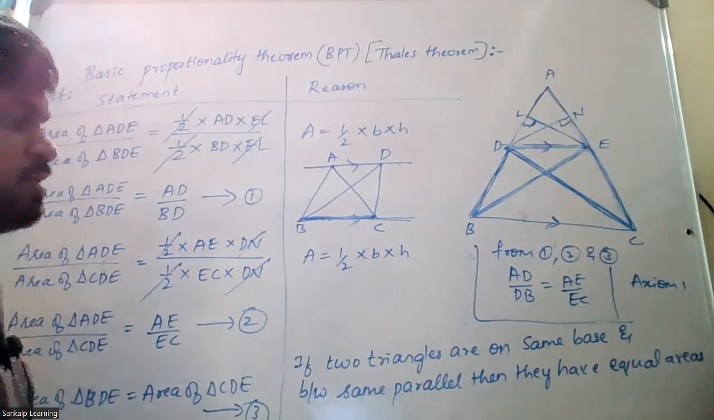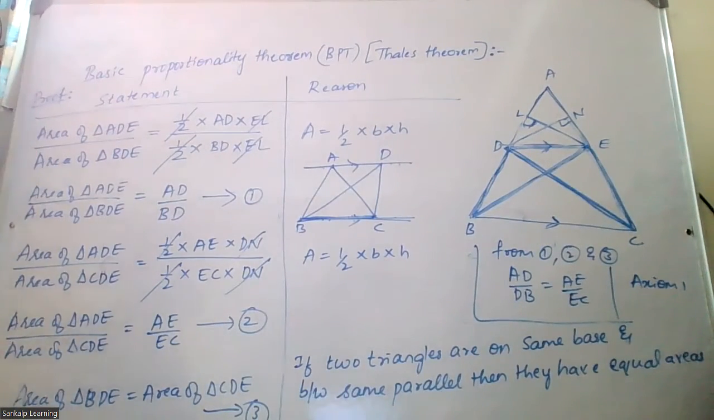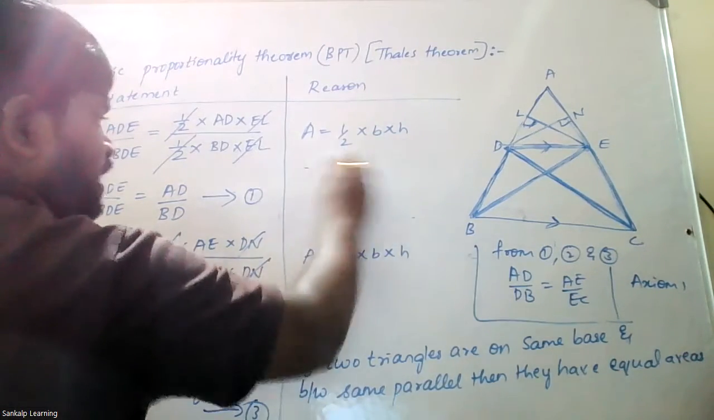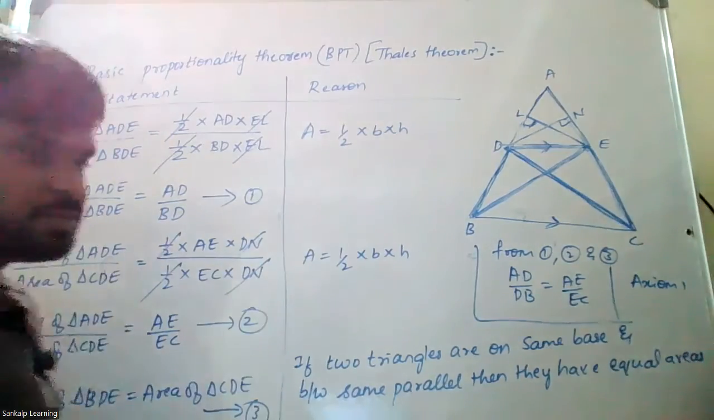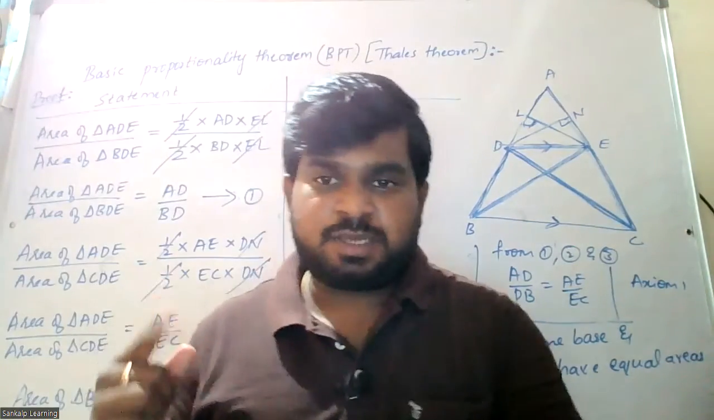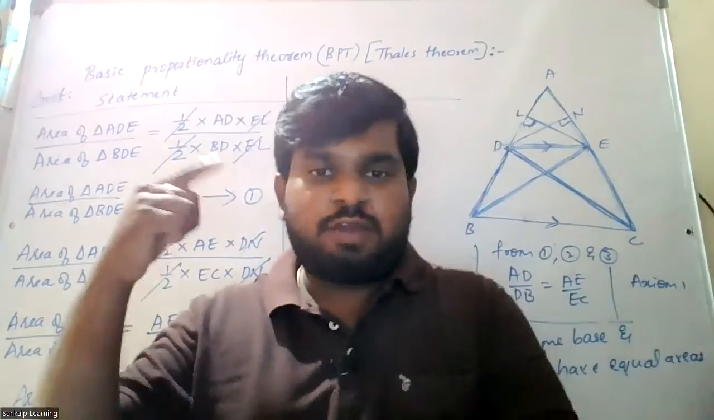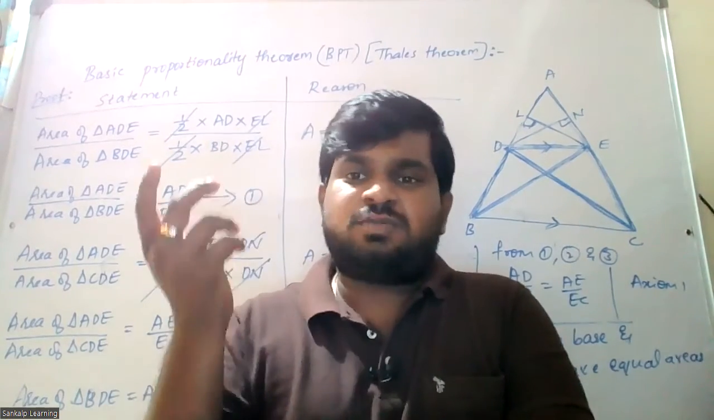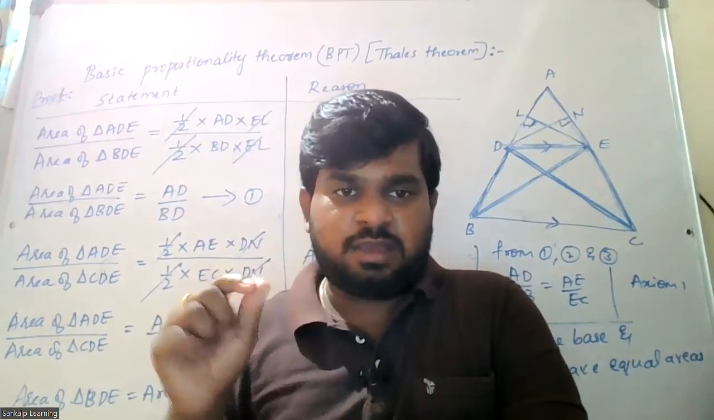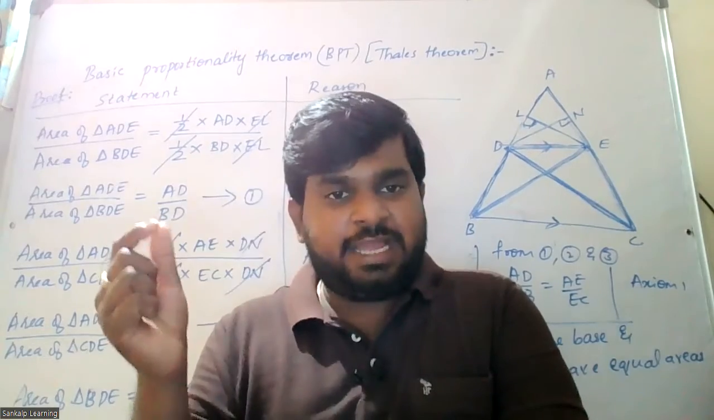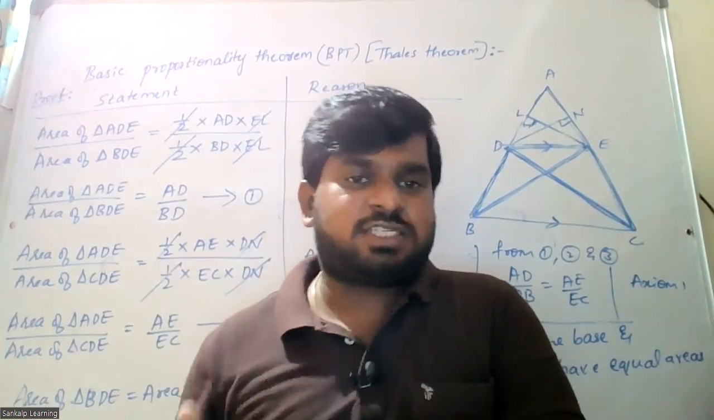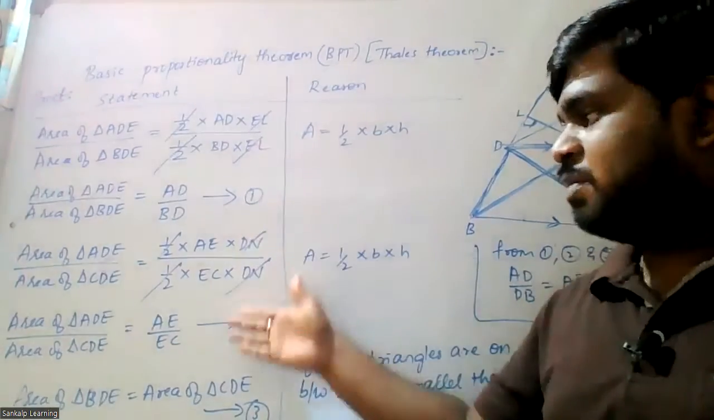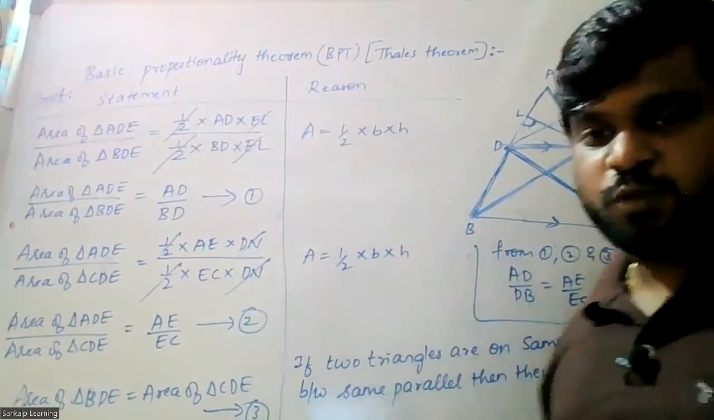Okay. So if two triangles are on same base and between same parallel, then we can say they have equal areas. Now, we can simply remember this theorem in 3 steps. The first step is equation 1. That is, we have to find the area of triangle ADE by area of triangle BDE. See, it's a very easy thing. ADE, BDE. The second equation, area of triangle ADE by CDE. The third step is proving that the denominators are equal using this logic. So if you remember these 3 steps, from 1 to 3, we have proved the theorem.